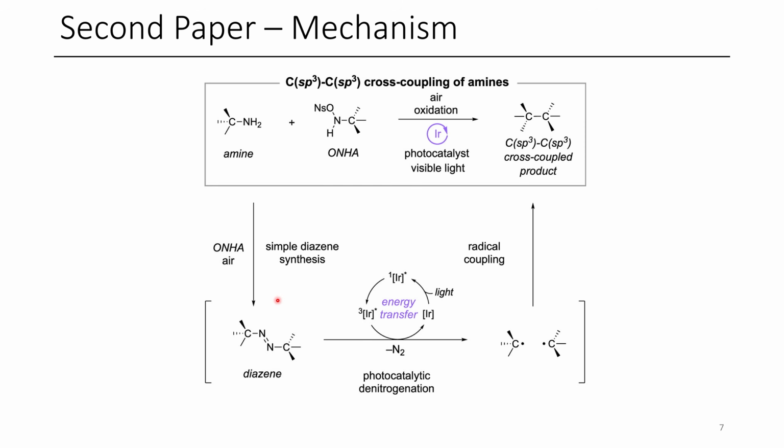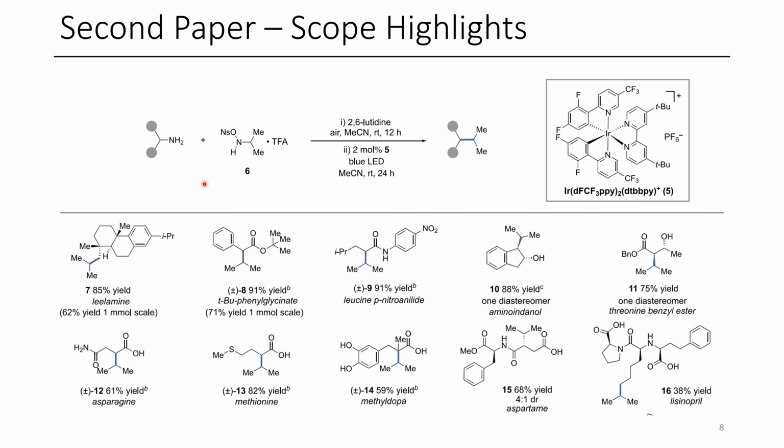First, we have diazine formation in the presence of air as the oxidant, as well as through the elimination of the nosyl group. Once the diazine's been formed, it's possible to undergo a photocatalytic denitrogenation using their iridium photocatalyst, and the two subsequent radicals are able to terminate, forming the coupled product. The scope of this chemistry was quite good, tolerating a wide range of functional groups, although for the most part they tended to use this highly substituted O-nosyl hydroxylamine.